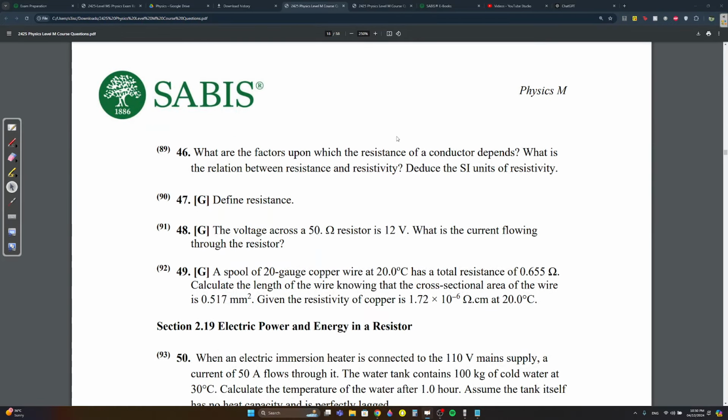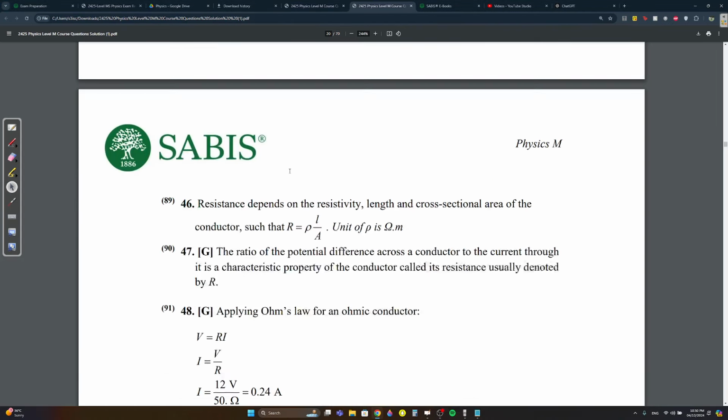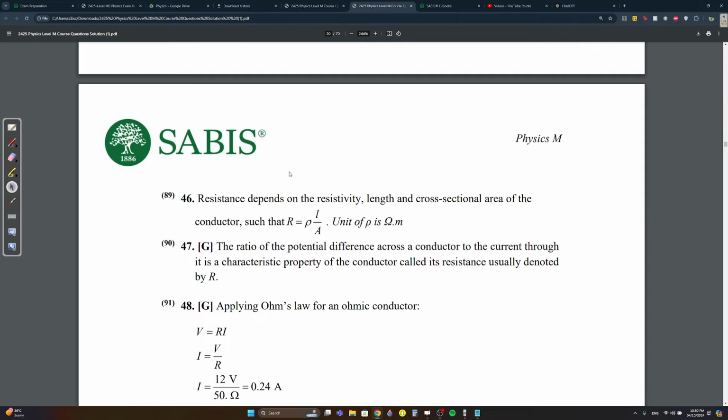What are the factors upon which the resistance depends? What is the relation between resistance and resistivity reduced to SI units? Resistance depends on the resistivity, length, and cross-sectional area of the conductor, such that R is equal to the resistivity times L over A. The unit of the resistivity is ohm meter. Remember, R is equal to rho L over A, so it depends on these three things: the resistivity, the length, and the cross-sectional area.